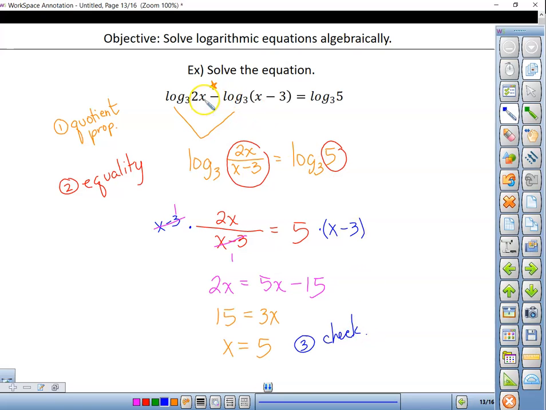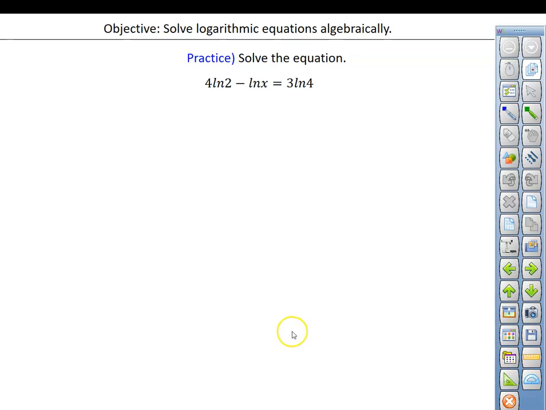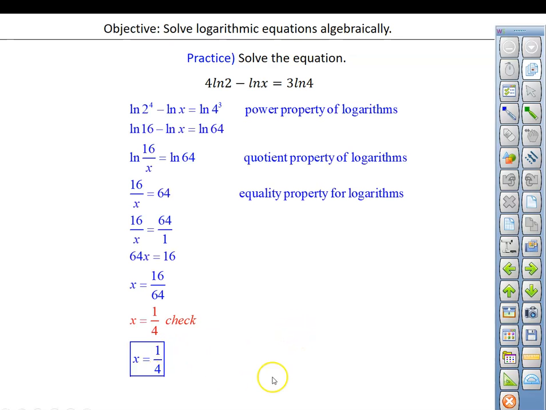And so I check here, 2 times 5 is 10, which is positive, so I'm good there. I also have to check here, 5 minus 3 is positive 2, so I'm good there. So x equals 5 is a valid solution. All right, let's take a look at this next practice problem. All right, so for this one, hopefully you came up with a solution of 1/4. Here's another practice problem.